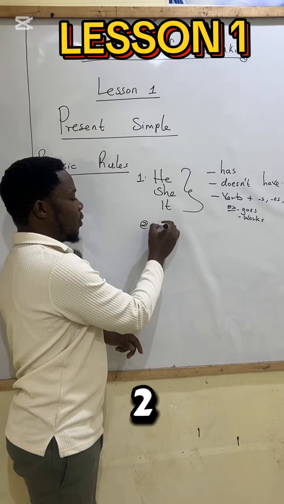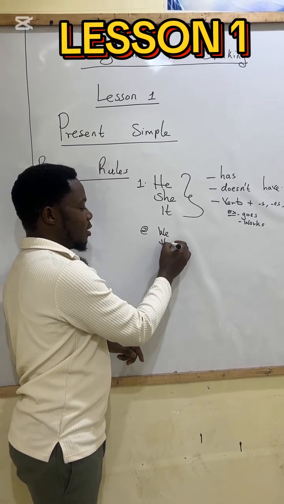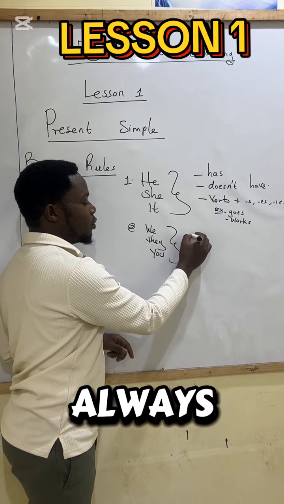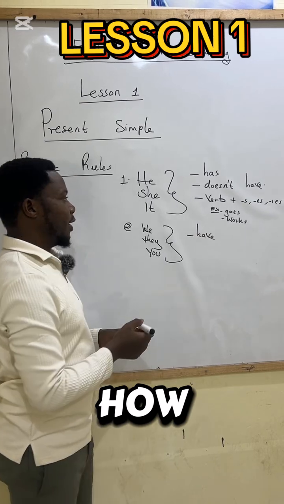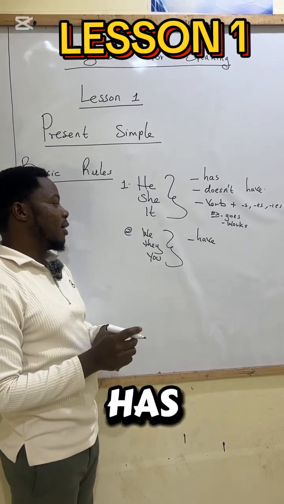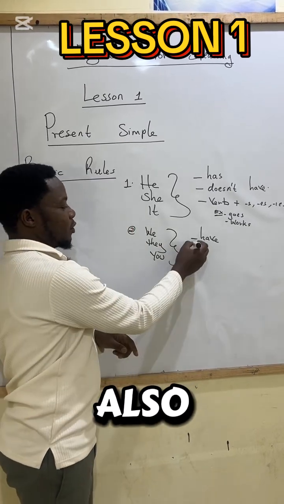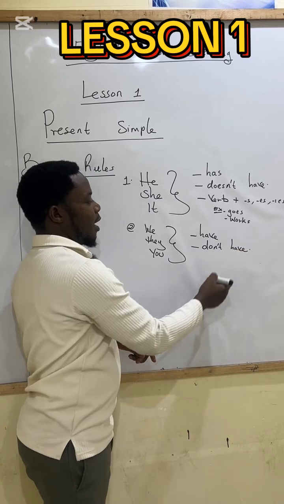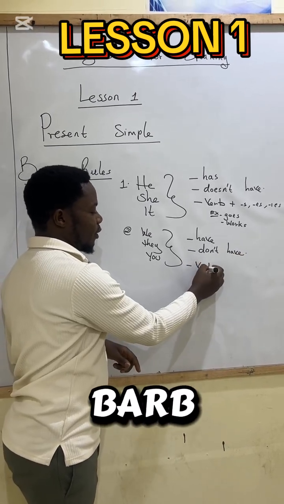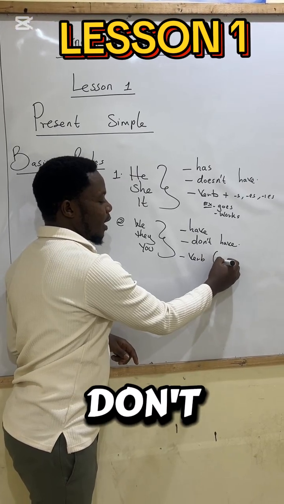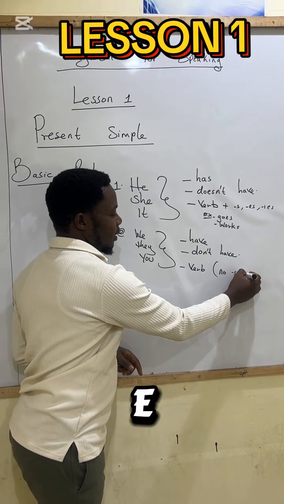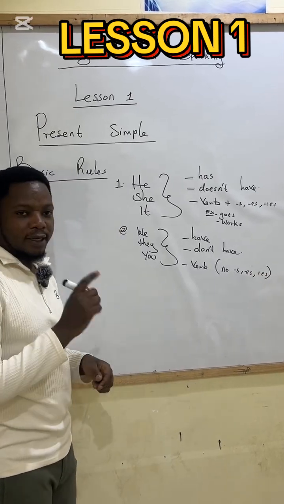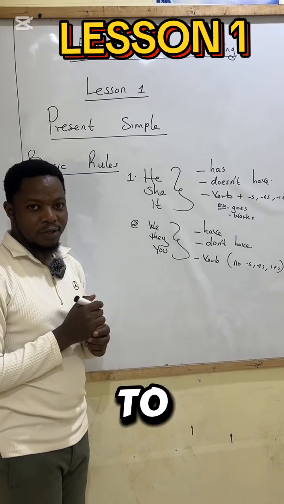Then rule number two, for we, they, and you, these ones here, we always use have. Okay? For example, he has, but we have. Also, negative, we usually use don't have. And when we use the verb, we don't add s or es or ies. This part here. That's the first rule I wanted to share with you.